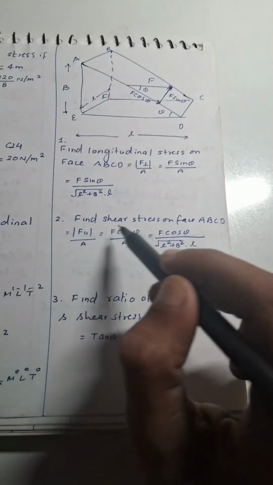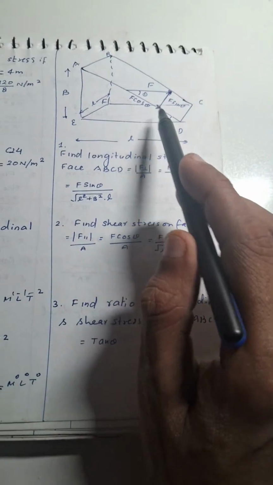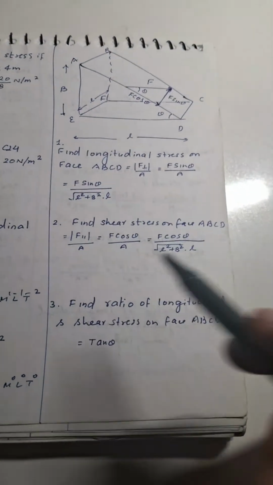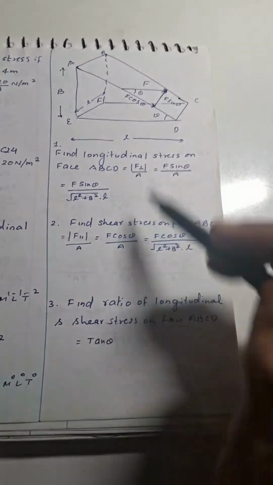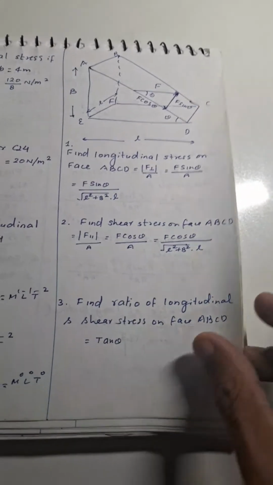The next question is finding shear stress for ABCD. For shear stress, we have to take F cos theta divided by the area. So that will give us the shear stress. Next is to find the ratio of longitudinal and shear stress. If we take the ratio of these terms, the ratio will be sin theta by cos theta, or tan theta.